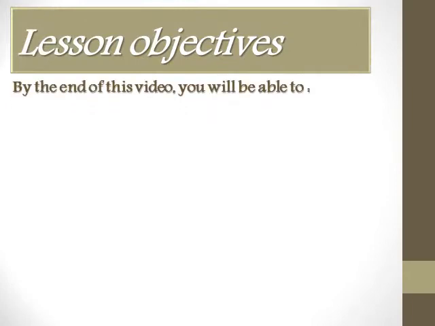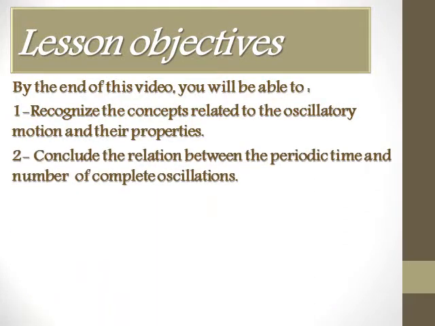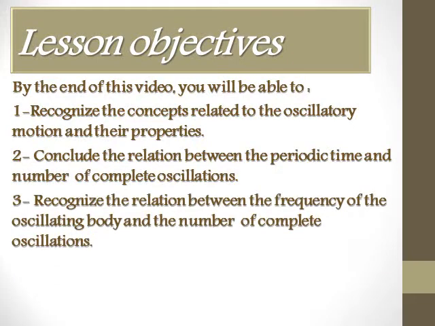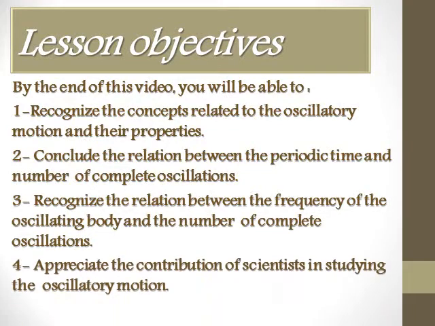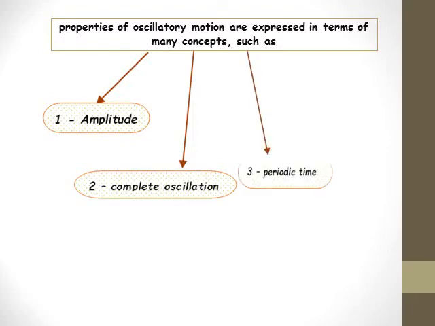At the end of this video, you will be able to recognize the concepts related to the oscillatory motion and their properties, conclude the relation between the periodic time and the number of complete oscillations, recognize the relation between the frequency of the oscillating body and the number of complete oscillations, and finally appreciate the contribution of scientists in studying the oscillatory motion. Properties of oscillatory motion are expressed in terms of many concepts such as amplitude, complete oscillation, periodic time, and finally frequency.